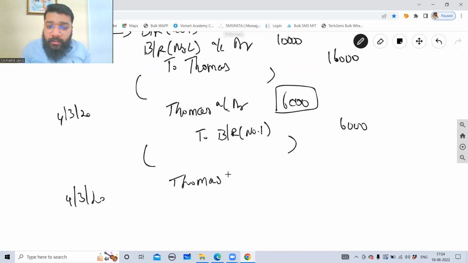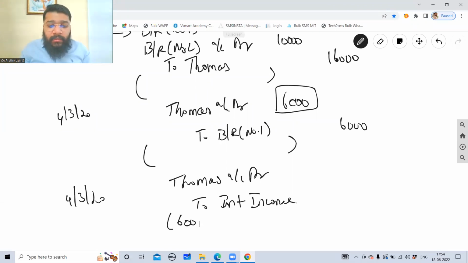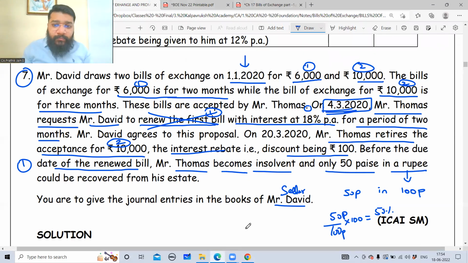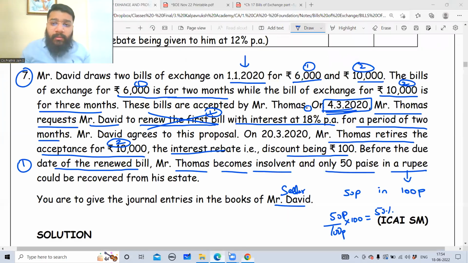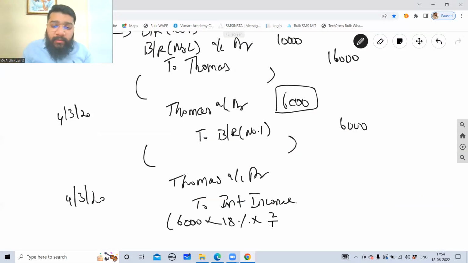So Thomas account debit. For David, it is interest income. So interest income, how do you calculate? 6,000 into what is the percentage? 18%. And what is the further credit period? 2 months. So 2 by 12. So can you please tell me the interest amount? 180. You have to write the narration.